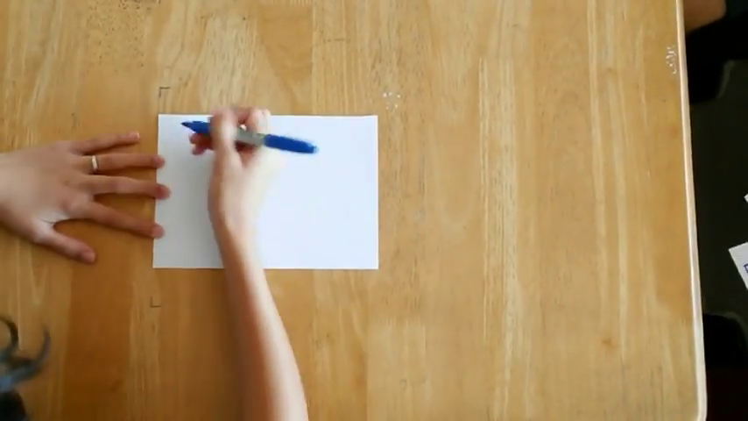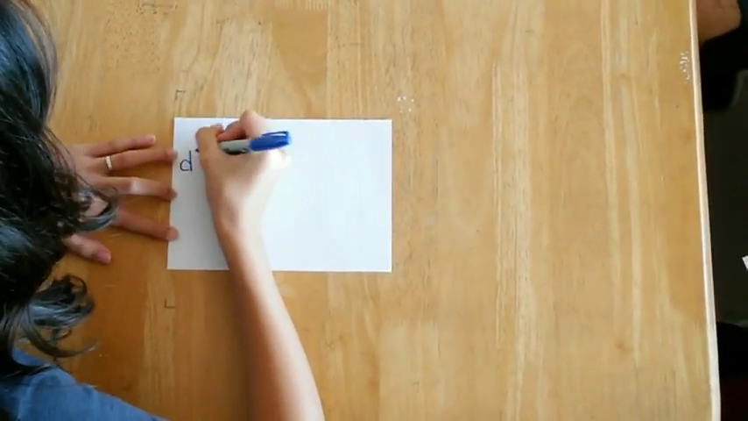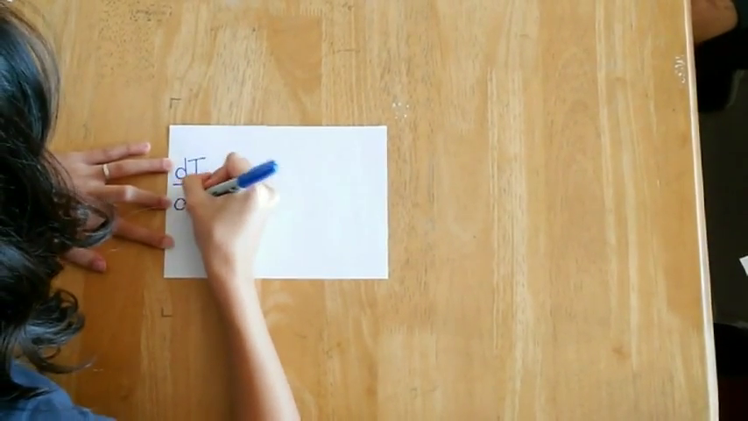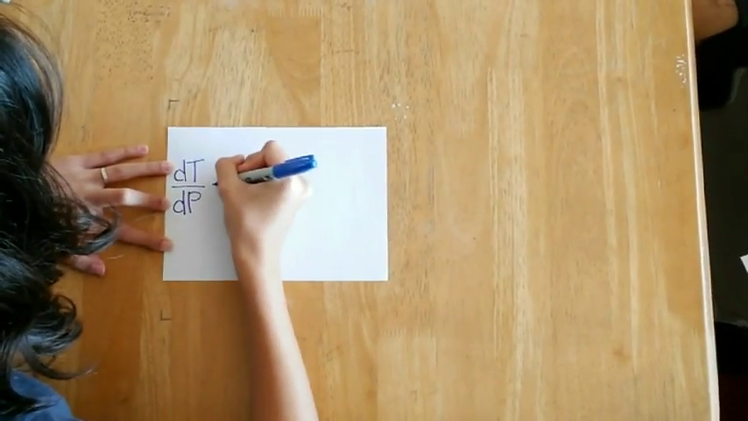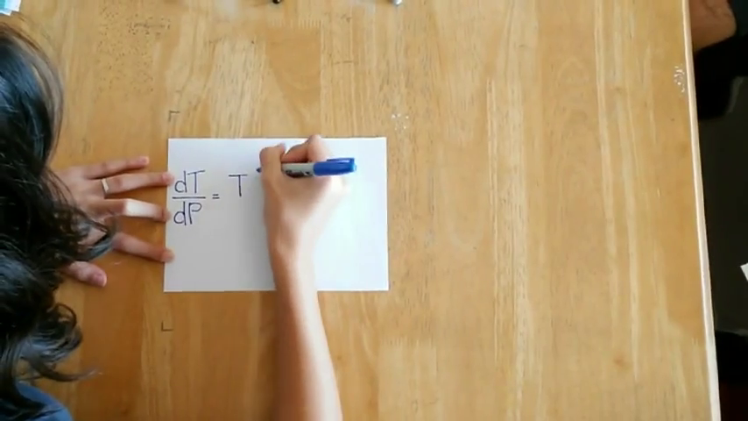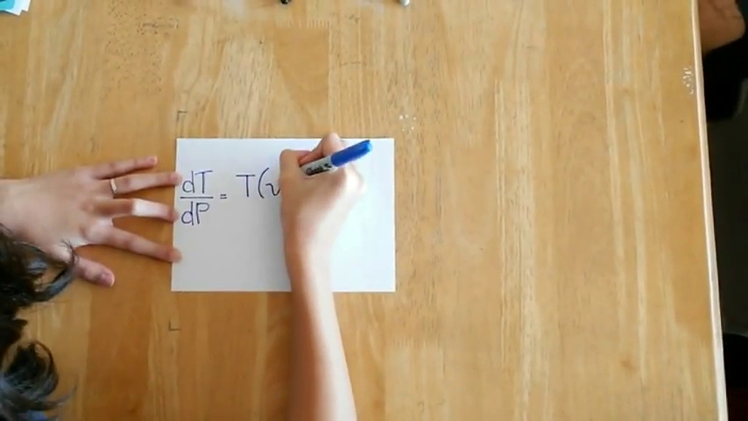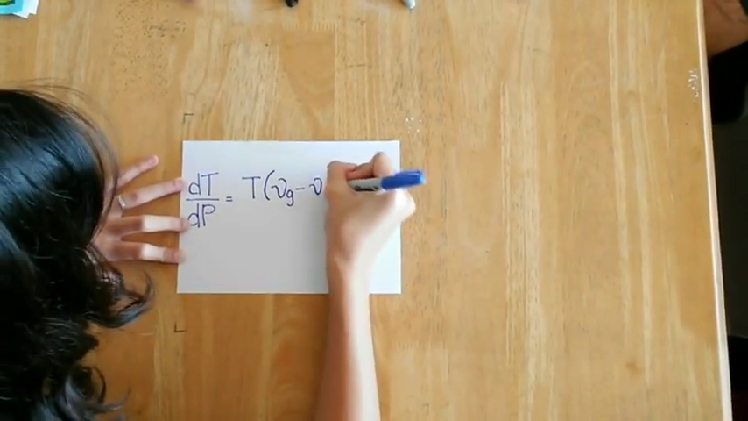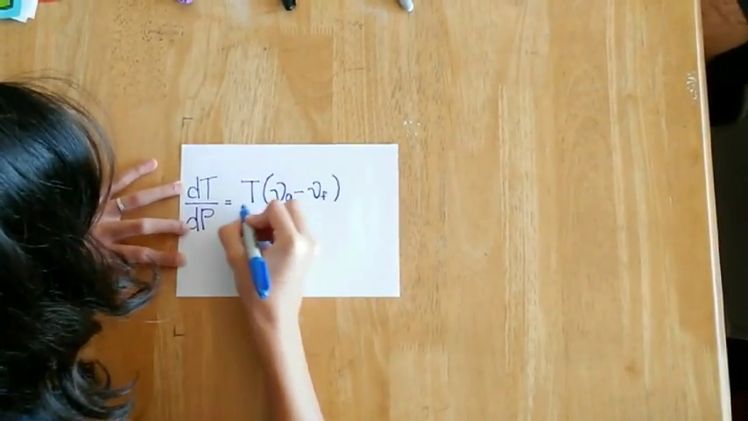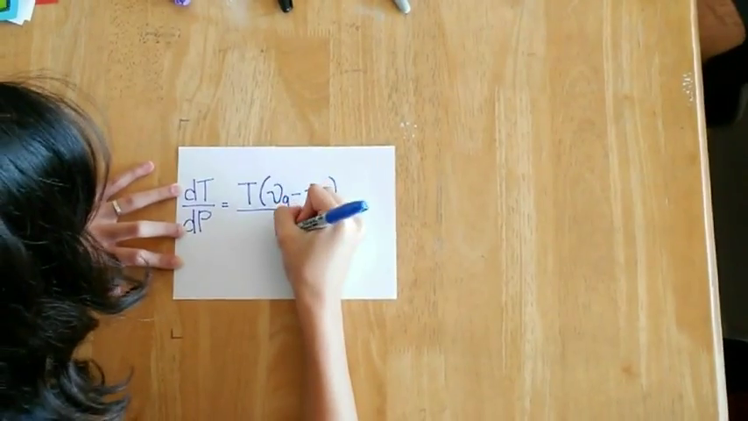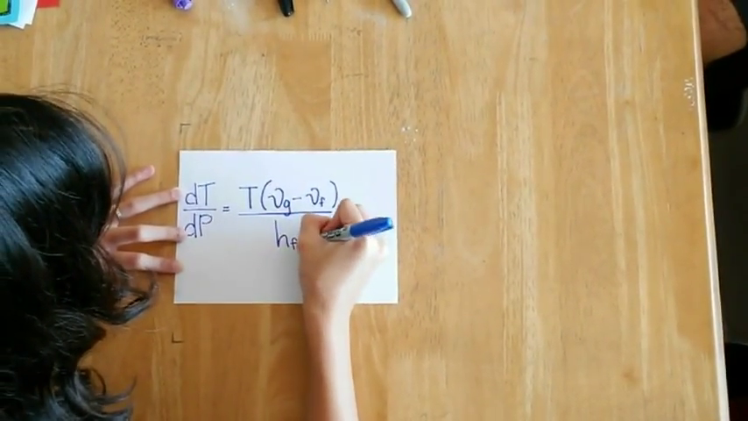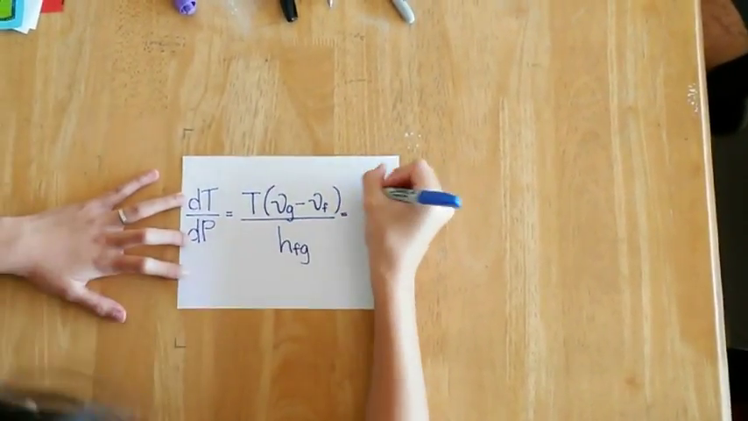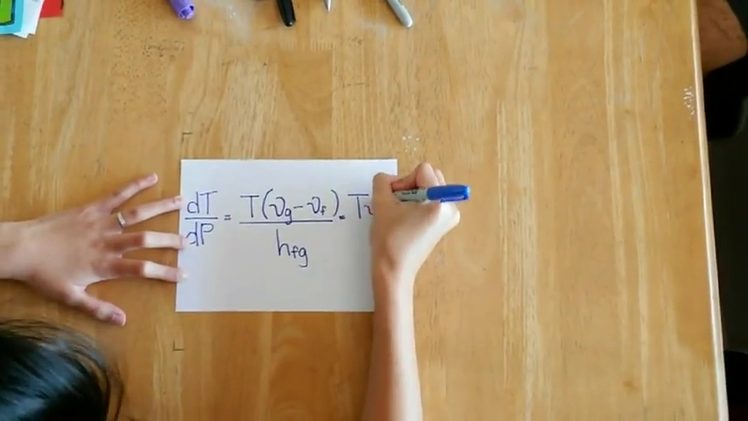For a pure substance existing as a mixture of two phases, the Clapeyron relationship relates the pressure, heat, and expansion during a change of phase, provided that the two phases are in equilibrium. As you can see, T is the absolute temperature, Vg is the specific volume of steam, Vf is the specific volume of water, and hfg is the latent heat of vaporization.